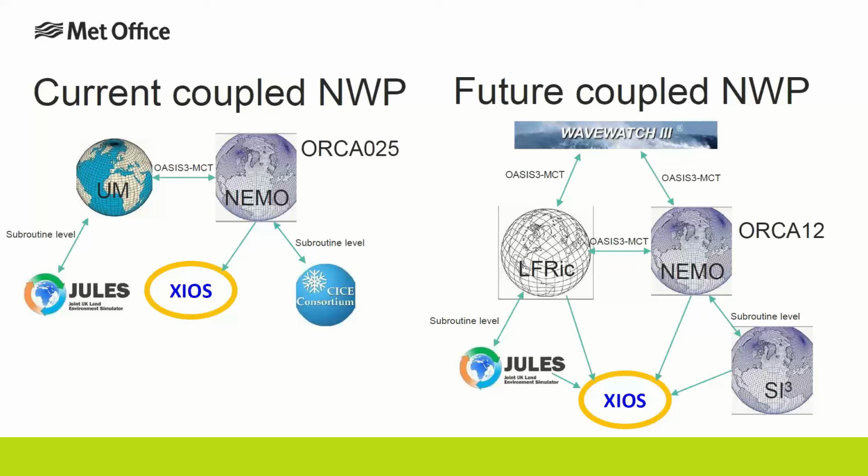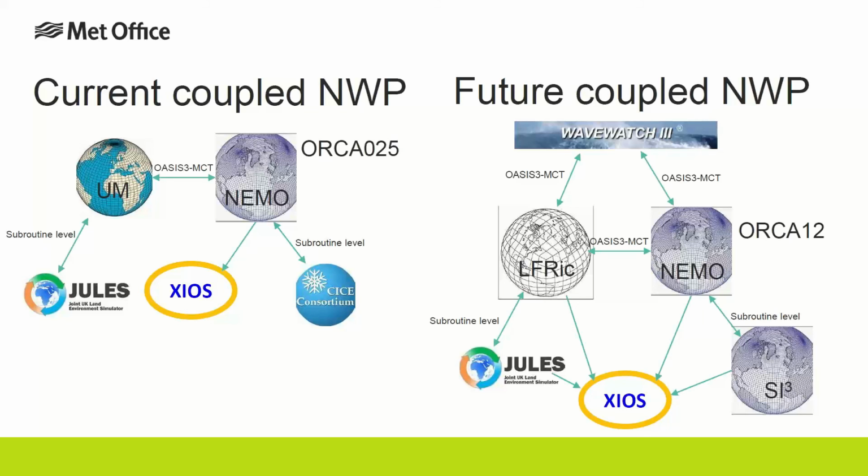Okay, so that's one aspect of the things we're going to improve. The diagram on the left is what I've already described, the current coupled NWP model that we're hoping to get operational. The diagram on the right is what we're moving towards in the future. So we're changing the UM to LFRic with its cube sphere grid. And we're also going to upgrade the ocean resolution. So we were at ORCA quarter, and we're going to move up to ORCA twelfth of a degree in the ocean.